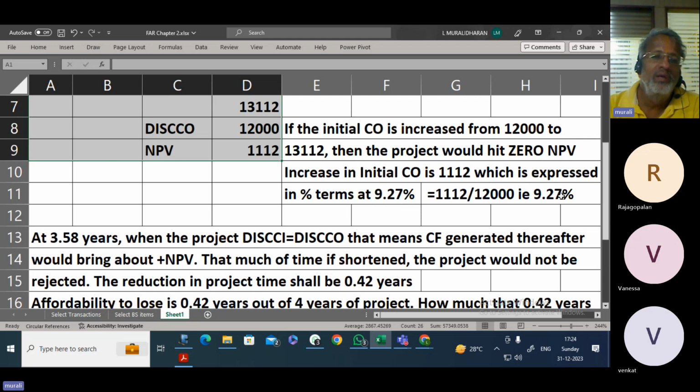Why it should be expressed in percentage terms, I will explain later. Now it is 9.27%. Do you agree with me on that? Yes, sir.